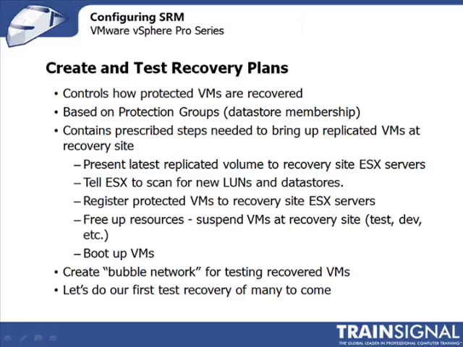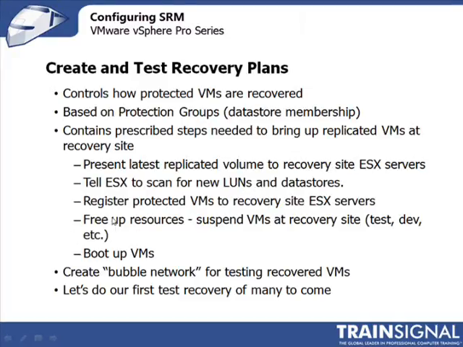A basic recovery plan includes a number of prescribed steps that are needed to bring up replicated VMs at the recovery site. These are presenting the latest replicated volumes to the recovery site ESX servers. The recovery plan also tells ESX to scan for these new LUNs and data stores and get them added so that the next step can happen, which is registering these protected VMs with the recovery site ESX servers.